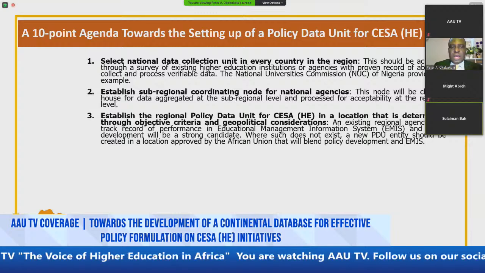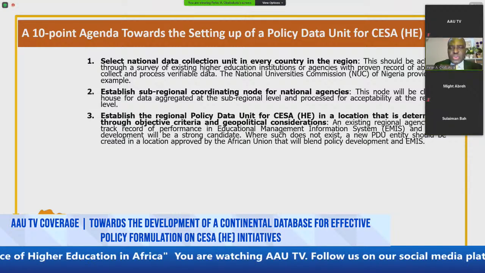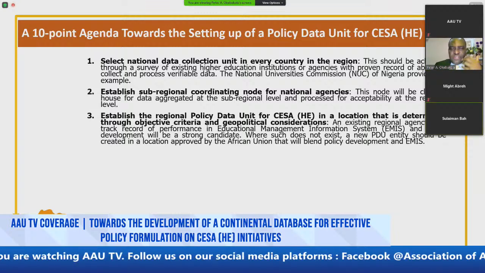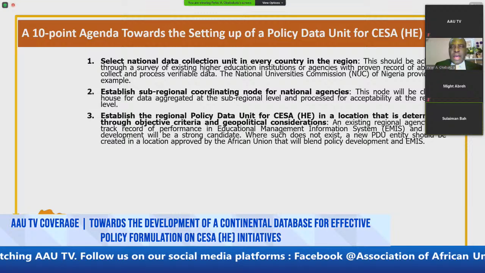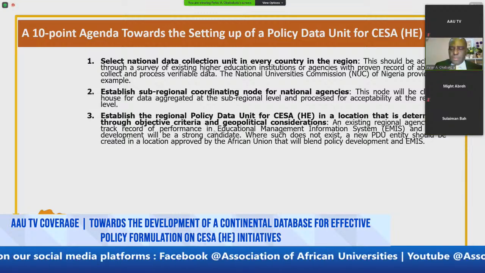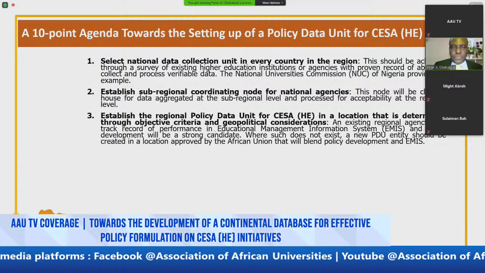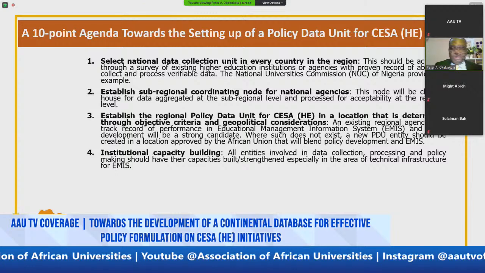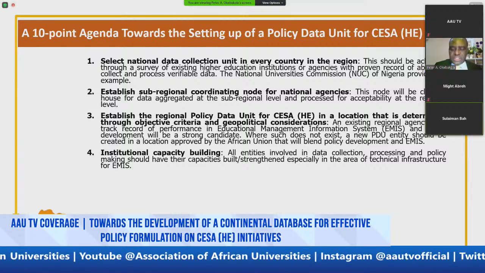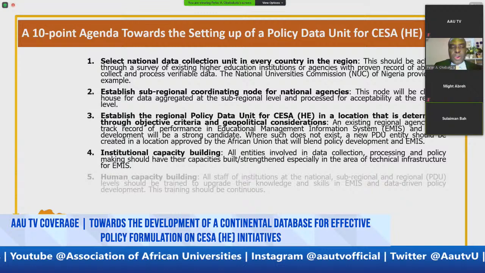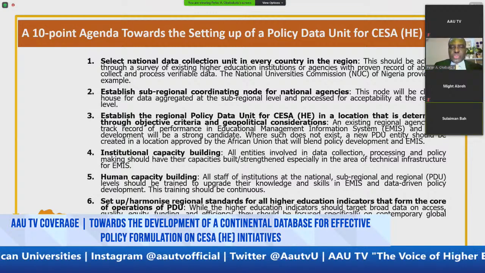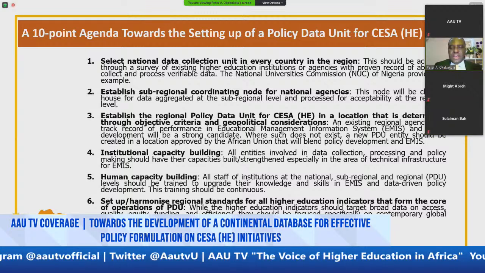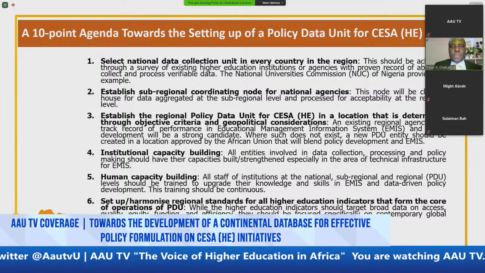Number three, the regional policy data unit, CESA, to be in a location that is determined through objective criteria and geopolitical considerations. Any objection to that? None. Number four, institutional capacity building, that there must be strengthening of capacities at the institutional level. Also, number five, human capacity building. And then number six, for us to have harmonized regional standards for all higher education indicators. Any objection to number six?